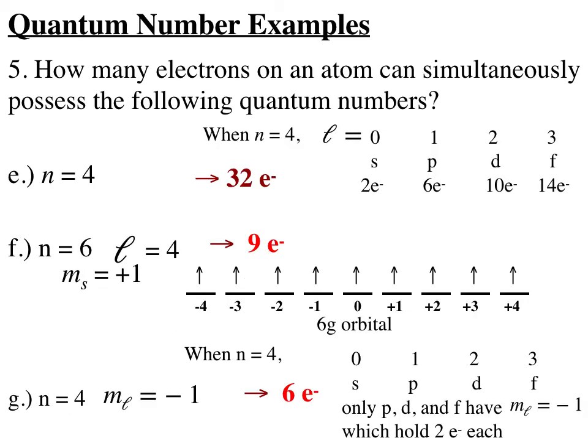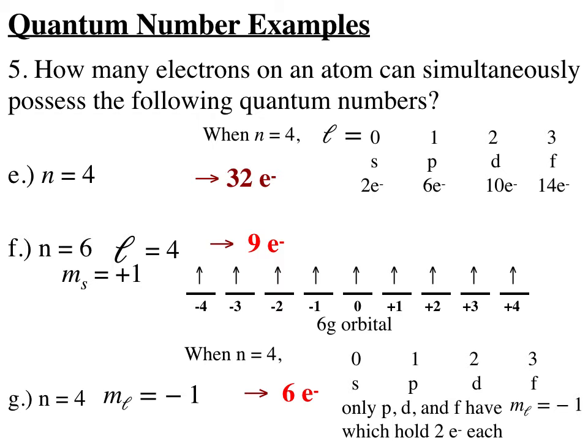Let's look at case 5E. How many electrons on an atom can simultaneously have n equal 4? Well, I'm only given n equal 4, no other information. So I have to assume that I want to know something about all electrons that have n equal 4. So essentially I need to know how many electrons fit on energy level 4.